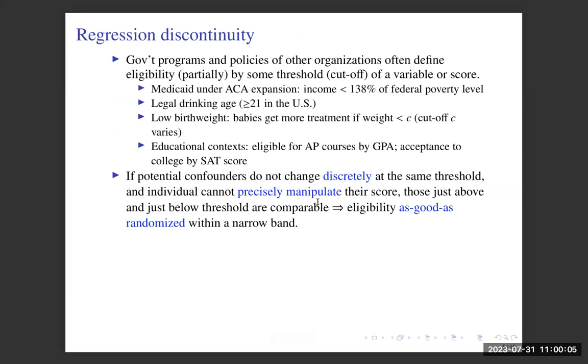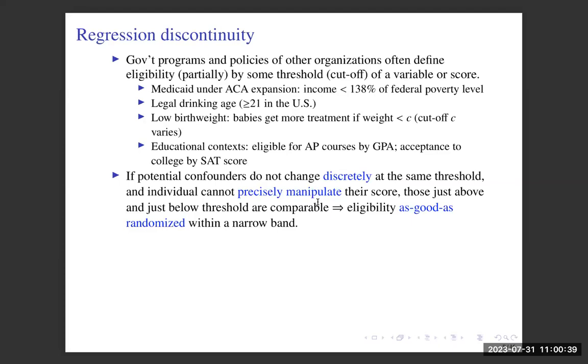So here is another way to establish causality: regression discontinuity. Government programs and policies, and policies of other organizations like hospitals or schools, often define eligibility for something, say money or help or enrollment in something, by some kind of threshold or cutoff of a variable or score.